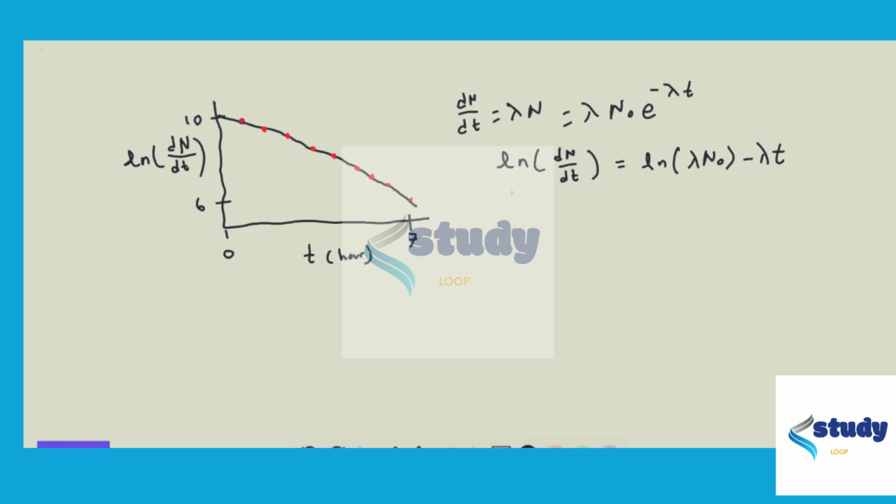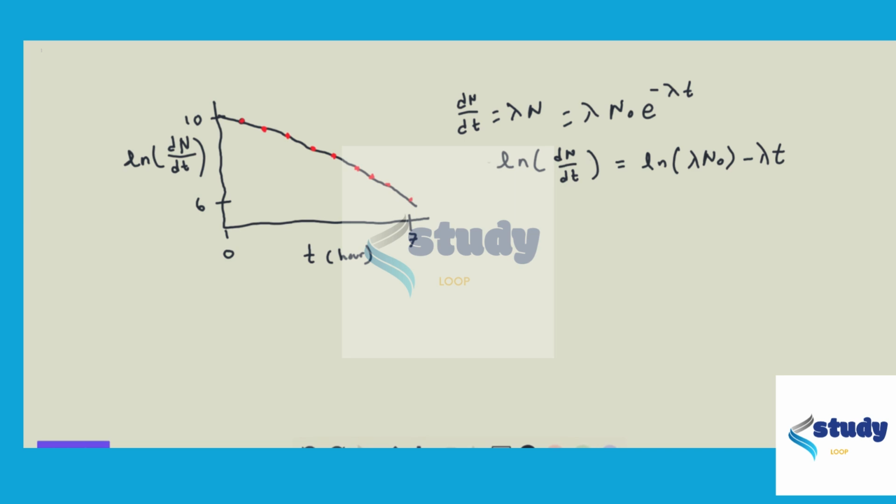So first, noting that the activity, dN/dt, is equal to lambda, the decay constant, times N, the number of atoms that we have at some given time, we can write this in the exponential decay form: lambda times N naught, the initial number of atoms in our sample, times e to the minus lambda t.